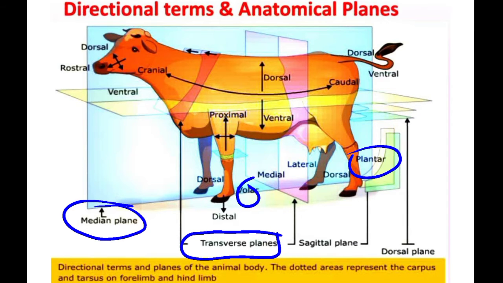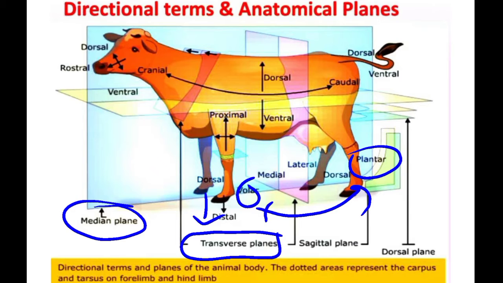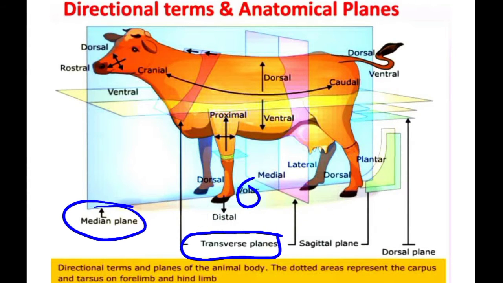The volar surface is also called the palmar surface. Difference: volar surface, volar is used for the forelimb only, the surface that connects to the ground in the standing position of the animal. Plantar surface is used for the hind limb, the surface that connects to the ground in the standing position of the animal. It is the plantar surface.